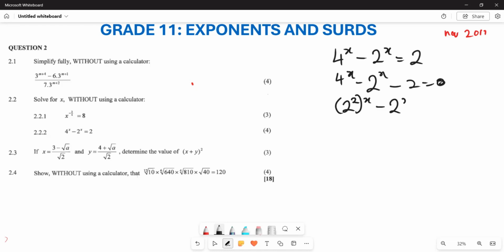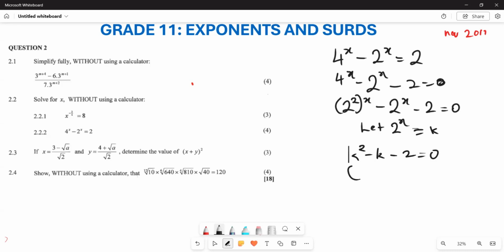So we have 2 to the power of 2x, subtract 2 to the power of x, subtract 2, equals 0. This is one and the same thing. Which means you're going to let 2 to the power of x be equal to k. And now that you've done that, this is the same as k squared, subtract k, subtract 2, equals 0.